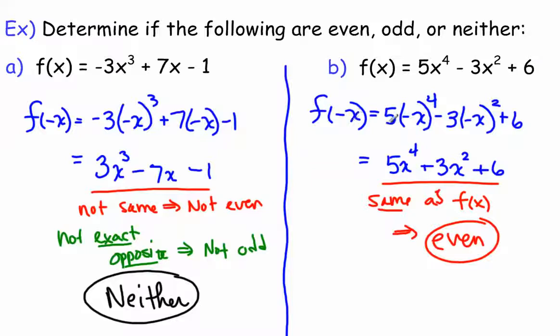All right, what about f of x equals 5x to the fourth minus 3x squared plus 6? Same test, f of negative x, so each of these x's gets replaced by a negative. If you take a negative to an even power, you're always going to get a positive. And so we get 5x to the fourth plus 3x squared plus 6. This is identical to the original. It's the same as the original. That means I have an even function. Once again, on a test, you could confirm that by quickly graphing this in your calculator and seeing that you had y-axis symmetry.